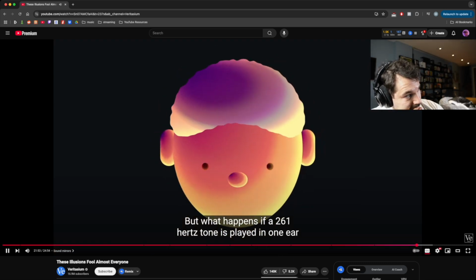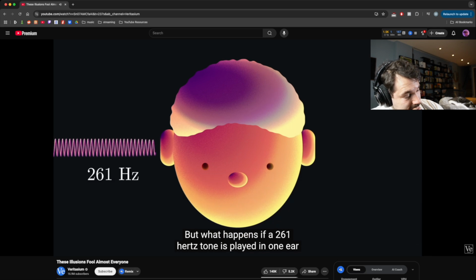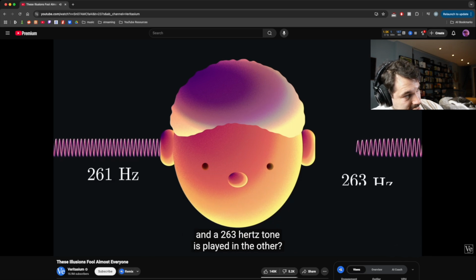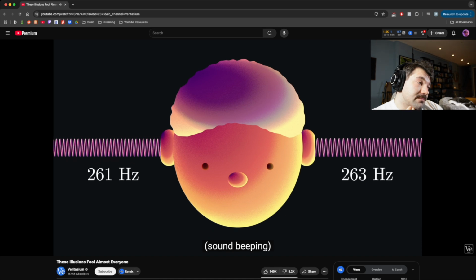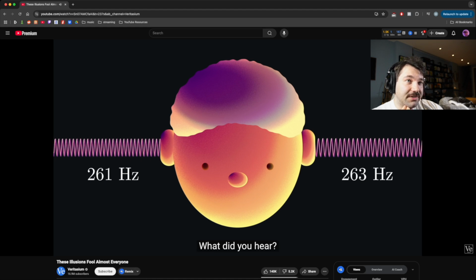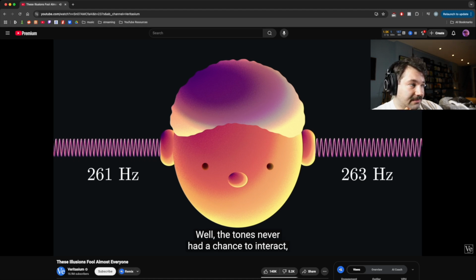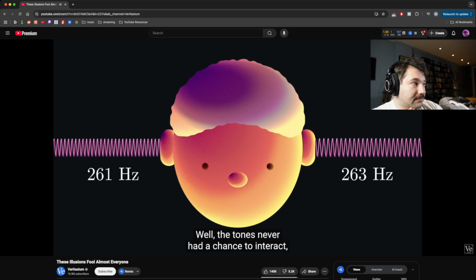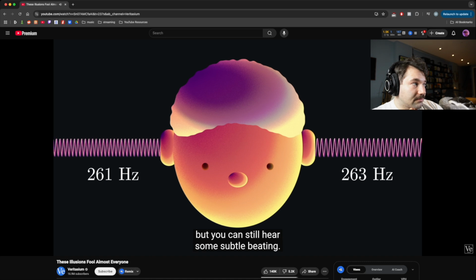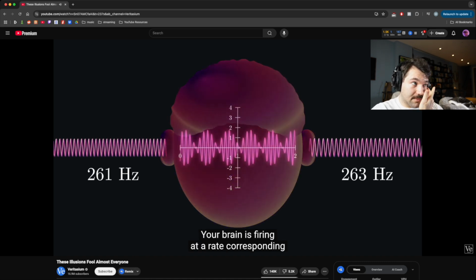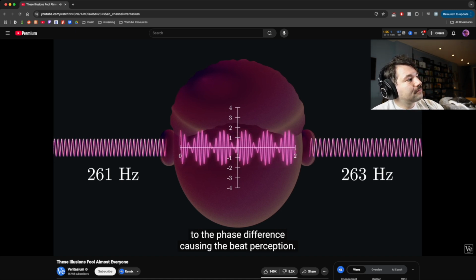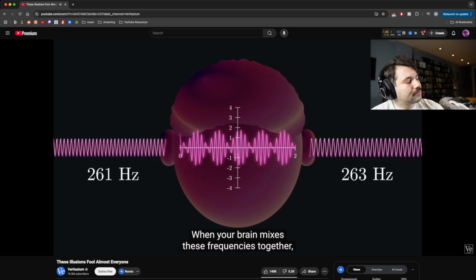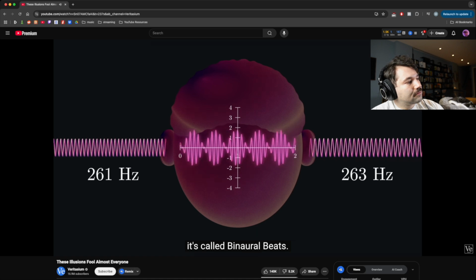But what happens if a 261 Hz tone is played in one ear and a 263 Hz tone is played in the other? Yeah, the two pitches don't interact, so there's no beating tones effect. Never had a chance to interact, but you can still hear some subtle beating. Your brain is firing at a rate corresponding to the phase difference, causing the beat perception. When your brain mixes these frequencies together, it's called binaural beats.